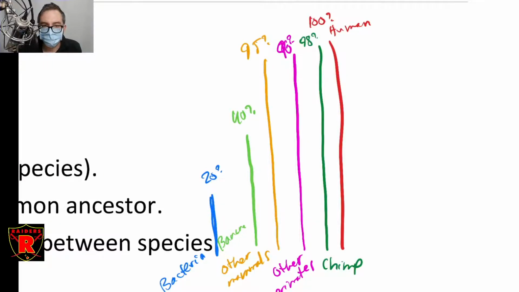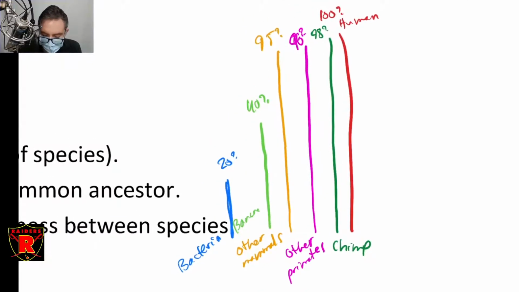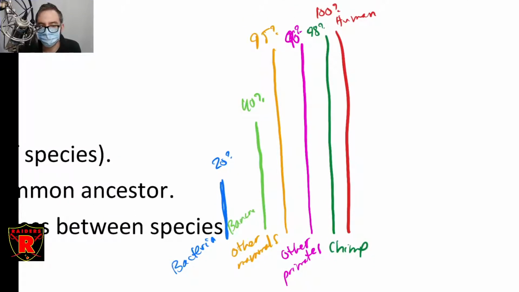Now, if you look at other primates, okay, like gorillas, orangutans, we have 96% homology to other primate groups. So it's not quite as high as with chimps. Chimps are our closest relative, but other primates have about 96% homology. That is, we have the same DNA 96% of the time. If you look at other mammals, like dogs, cats, whatever, they have roughly 95% homology to humans.